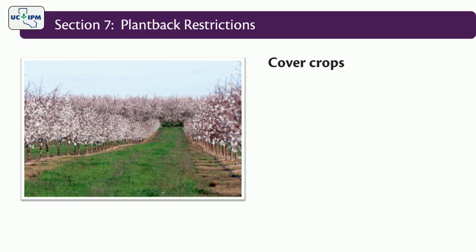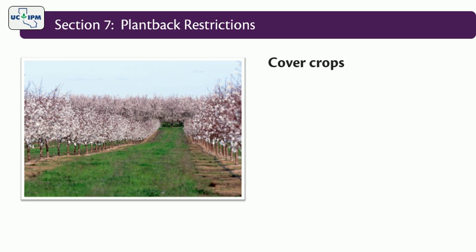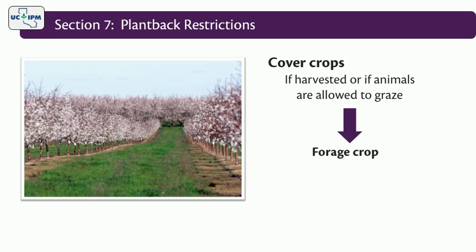Cover crops are planted to improve soil health, add nutrients, or suppress weeds. They're not harvested for food or feed. The cover crop stays in the field and may be incorporated into the soil. Some commonly used herbicides do not give plantback restrictions for cover crops. But notice that if you harvest it or allow your animals to graze, it is no longer considered a cover crop. It is a forage crop, and label restrictions such as grazing interval must be followed.